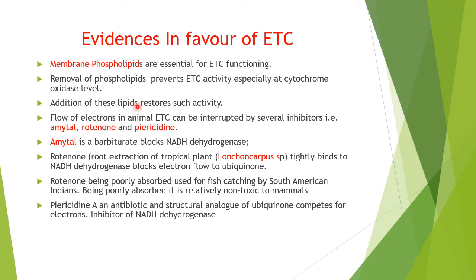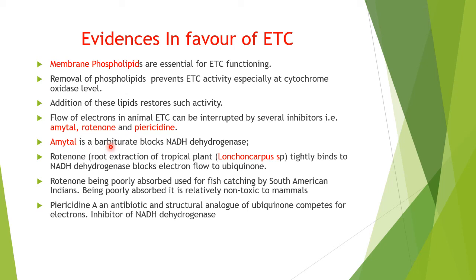Addition of these lipids will restore such activity. That means ETC is working. You can make it functional as well as non-functional. In addition to this, there is a flow of electrons in animal ETC which can be interrupted by several inhibitors. We have inhibitors such as amytal, rotenone, and piericidin. These are the 3 inhibitors which inhibit different complexes, and we can check that there is no movement of electrons. It has been seen experimentally also.